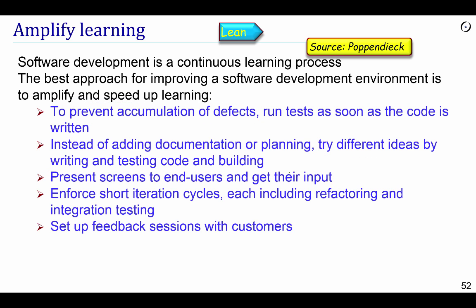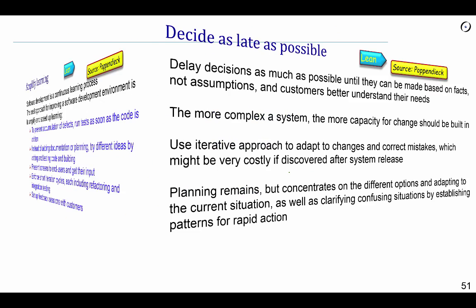Another way of gaining information is to present some results to end users and get their input. Also, short iteration cycles are justified here by the goal of amplifying learning. That is to say, they give you immediate feedback and they provide you some light, helping you to get out of the maze. And another example is feedback sessions with customers. So the important notion here is learning. The more we learn, the less waste we are going to produce.